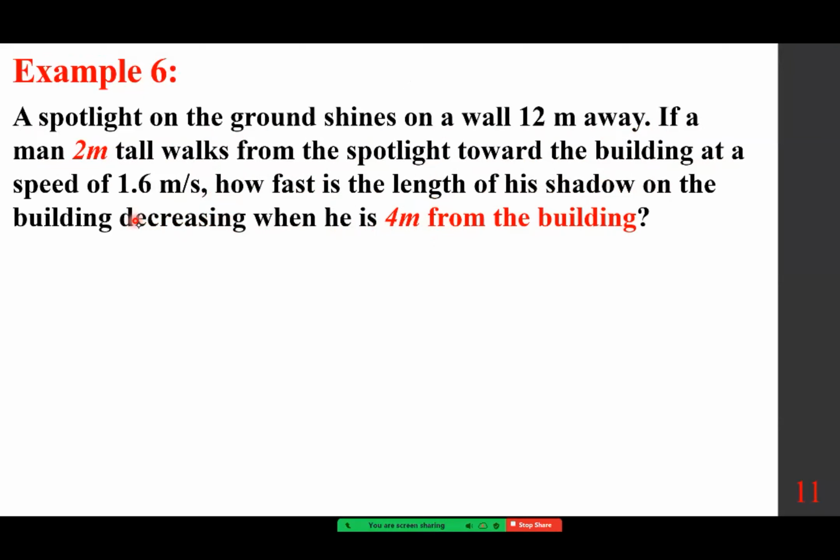And by the way, they may not use the word decreasing. Changing they may use. If it's negative, it represents decreasing. If it's positive, it represents increasing. So again, let's go through the setup. So spotlight, you're moving towards the wall. This one, this is where the spotlight is. This is where the wall is. And it has a distance of 12 meters. So from here to here is 12 meters.